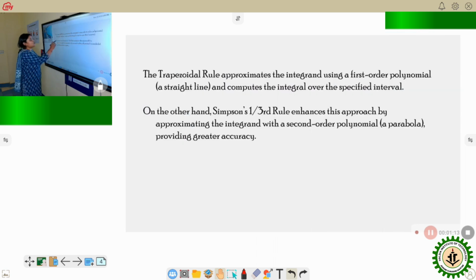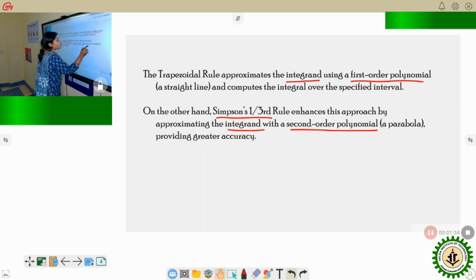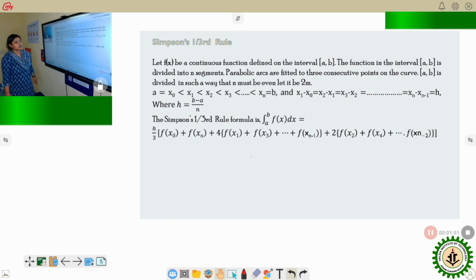In the trapezoidal rule, we approximate the integrand by using a first order polynomial. In Simpson's one-third rule, we approximate the integrand by using a second order polynomial, also called a parabolic arc. So Simpson's one-third rule is an extension of the trapezoidal rule. First of all, we will derive Simpson's one-third rule.